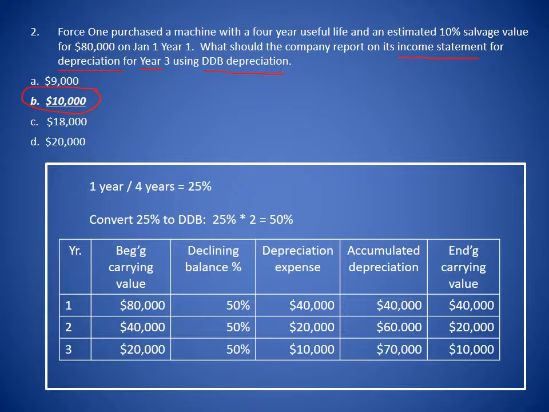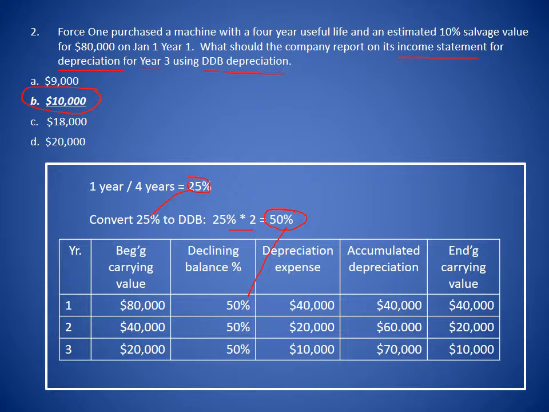So the first thing is, when we understand double declining balance depreciation, that means twice the amount of the straight line rate. Now the straight line rate for 4 years means 1 divided by 4, or we depreciate 25% of the asset per year for 4 years. And what we're going to do with double declining balance is double that 25%. So we're going to convert the 25% to double declining balance, which is 25% times 2. That equals a 50% double declining balance rate, and that's what we're going to use in our calculations.